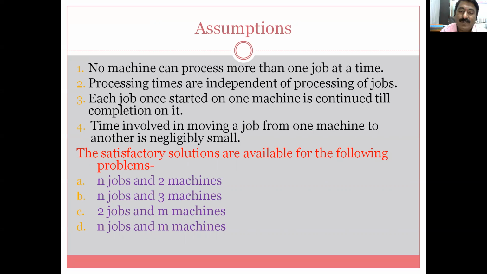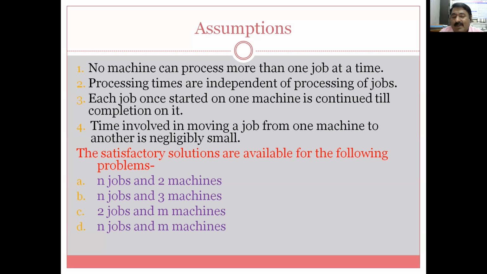Time involved in moving a job from one machine to another is negligibly small. So the material handling from lathe to drilling, drilling to milling, milling to grinding, grinding to turning, etc., this time is neglected, negligibly small, not considered. So these are the assumptions considered: one machine will process one job at a time; whatever operation is desired will be continued on that particular machine until it gets completed; and the time involved in moving a job from one machine to another is not considered, meaning material handling time is eliminated, not taken into account. So these are some assumptions.